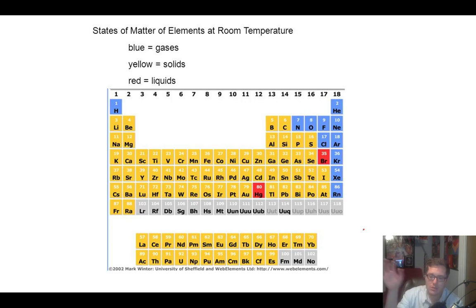Notice that most of the gases are on the far right, in the right column with the noble gases, and then you've got hydrogen in the top left. And then mercury, that's Hg, number 80. It's a liquid, and then you've also got bromine, and that's a liquid as well. Okay, everything else is a solid.